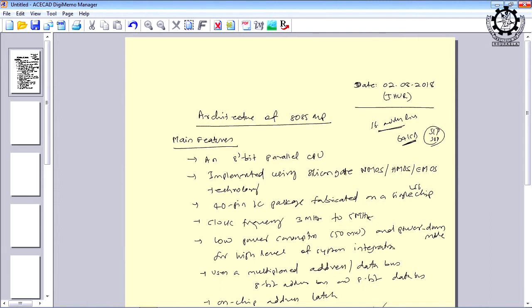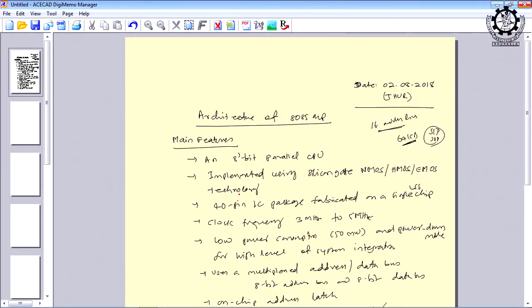And if you want to transfer the data parallelly, then you have to make use of the address and data lines. As I told you, though there is a requirement of 24 lines for supporting address and data, we are using only 16 address lines. The lower 8 bits, that is the least significant bits from A0 to A7, are multiplexed with data bits D0 to D7. That is called the multiplexed bus. Anyway, these are the main features of the 8085 microprocessor.